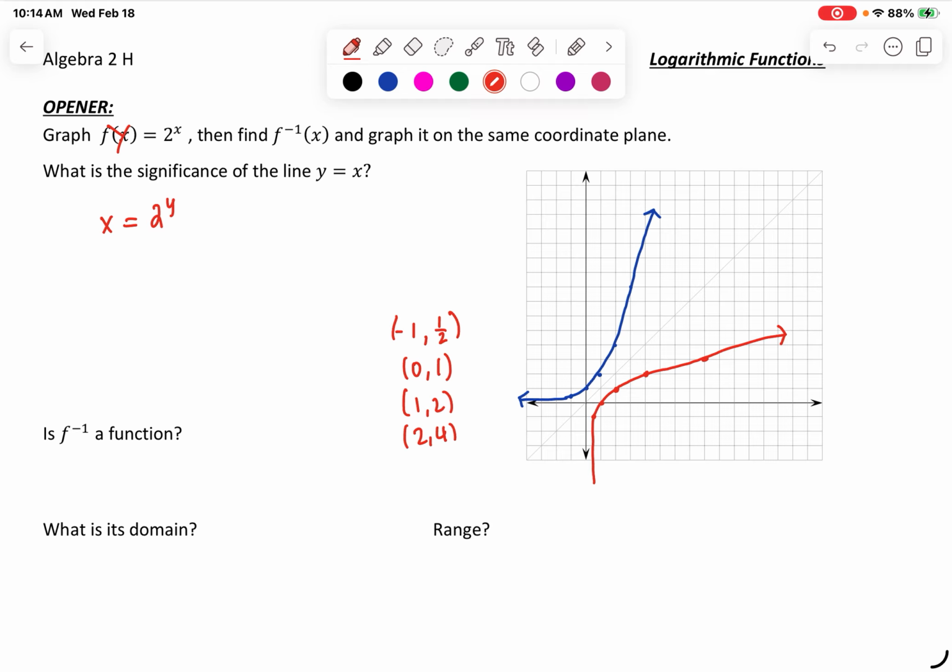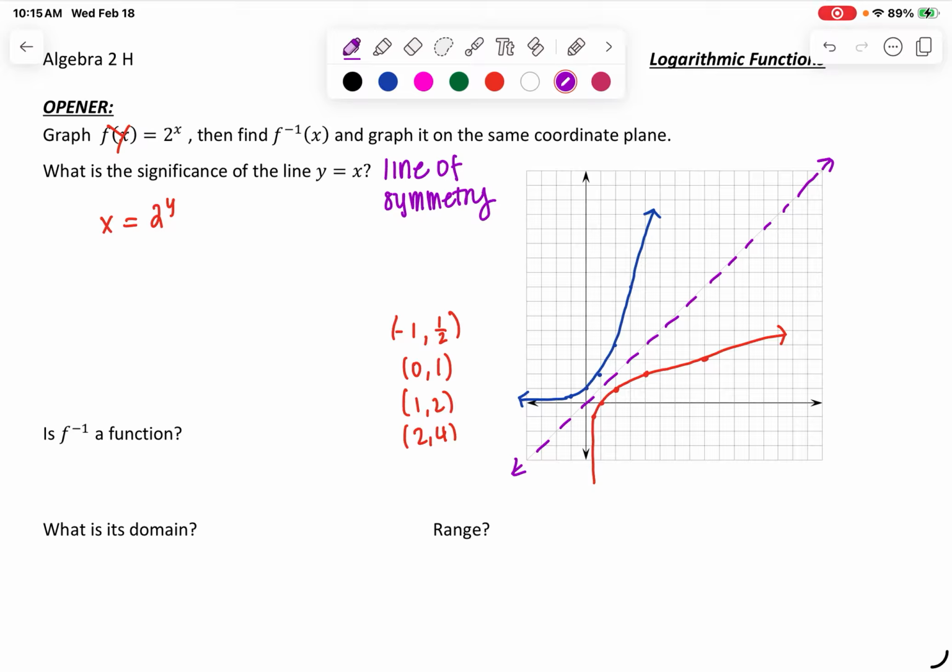So what is the significance of that line y equals x that's graphed right there? It's very slight, but this is the line y equals x. And you should see that it is the line of symmetry between the two graphs. So that is the line of symmetry, or it's a reflection over that line.